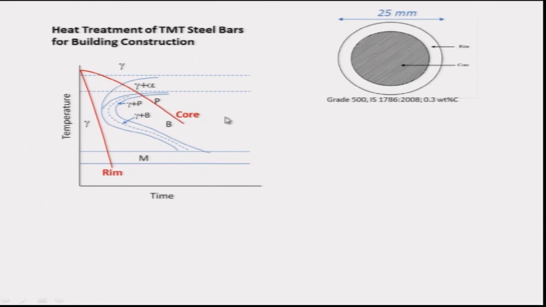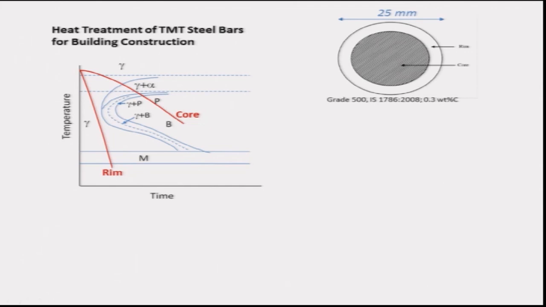As a result, you can very clearly see that in the surface layer, the cooling does not intersect any of the C curves, hence no ferrite and no pearlite is found on the surface, only martensite is formed. While in the core, it cuts the ferrite curve, so you get some ferrite, and it also cuts the pearlite C curve, so you also get pearlite, giving a ferrite-pearlite structure.